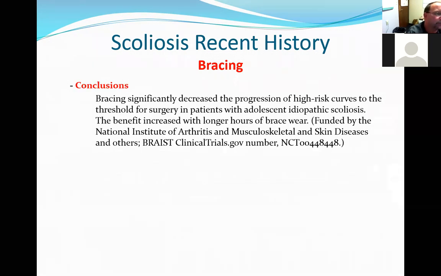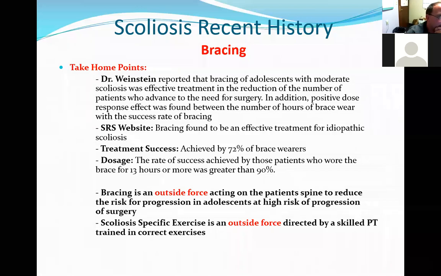The conclusion was bracing significantly decreased the progression of high-risk curves to the threshold for surgery in patients with adolescent idiopathic scoliosis. The benefit increased with longer hours of brace wear. I believe the study was funded by the National Institute of Arthritis and Musculoskeletal and Skin Diseases and others. Take-home points of the bracing.